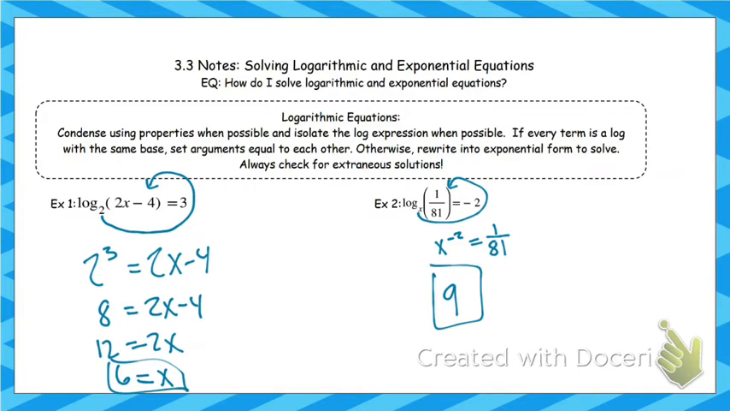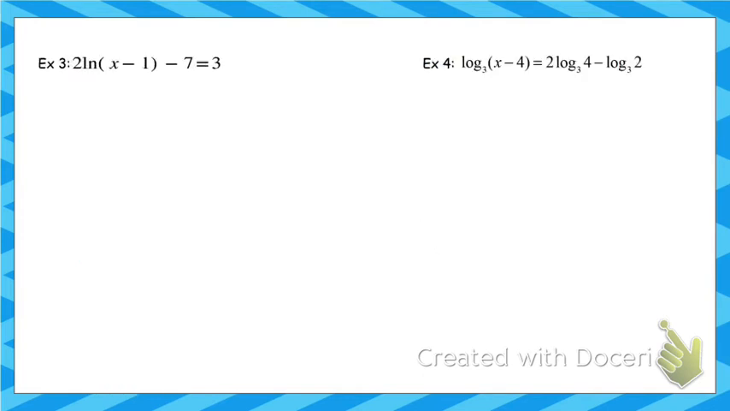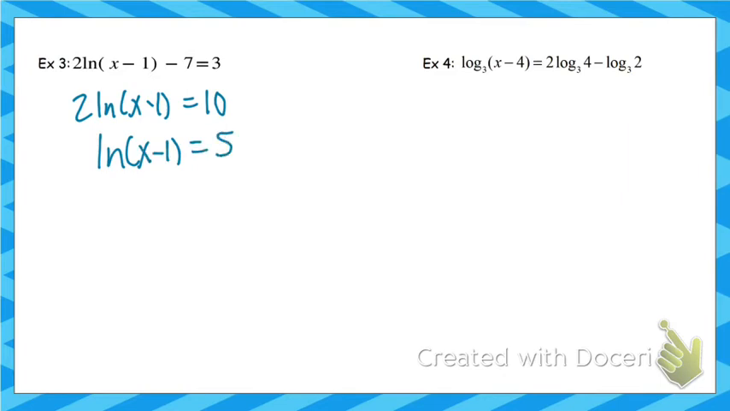Now, sometimes that log is not already by itself, so we're going to have to do a little bit of work ahead of time. So on this first one, we have to get the log by itself before we rewrite it. So in this case, the log right there is the natural log of x minus 1. So to get that by itself, I have to get rid of the minus 7 and the 2 out in front. So let's start by adding 7 and then divide by 2. Then we can rewrite it in exponential form. So remember, ln has a base of e. So e to the fifth is equal to x minus 1. So my final answer here would be e to the fifth plus 1.